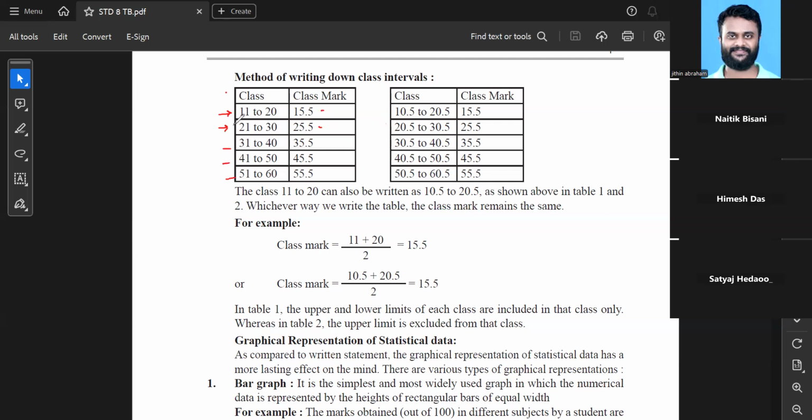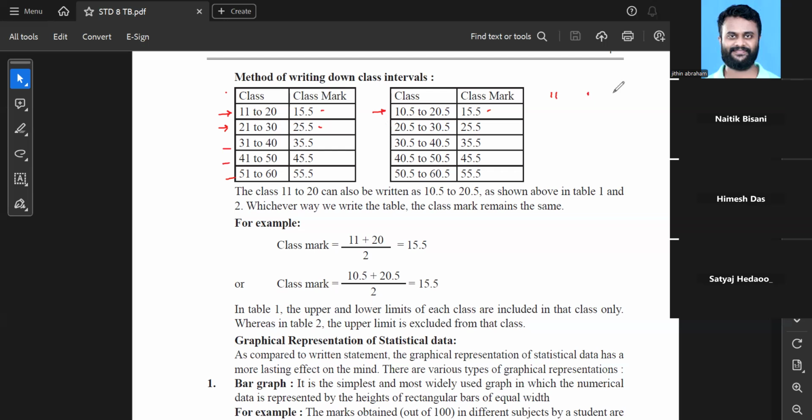Fine. So this is one set of class. Now this is another set of class, like 10.5 to 20.5. That is also one set. You can consider that also. Here also, when you add them, 11 plus 20 is 31. Here also 10.5 plus 20.5 is again 31. So 31 divided by 2 gives you 15.5. So the midpoint remains the same.